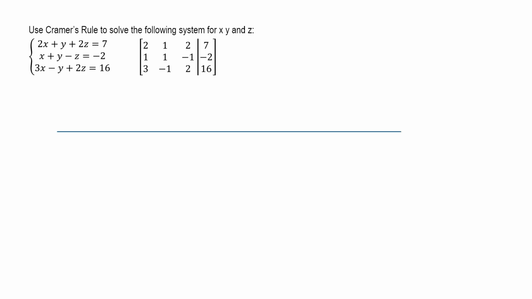We've got our coefficients on the left, 2, 1, and 2 from the first equation, 1, 1, and -1 from the second equation, 3, -1, and 2 from the third equation, and then we have our constants on the right side of the line, 7, -2, and 16. So to solve for x, this is what we would do.